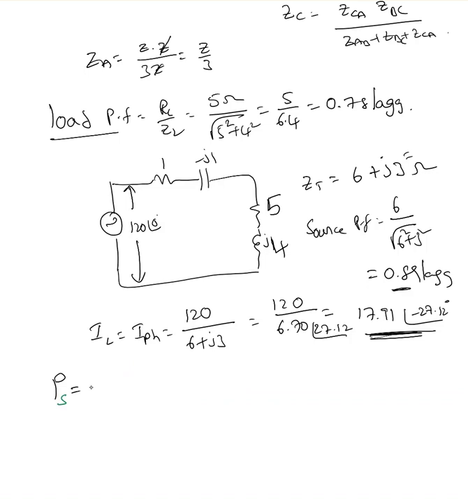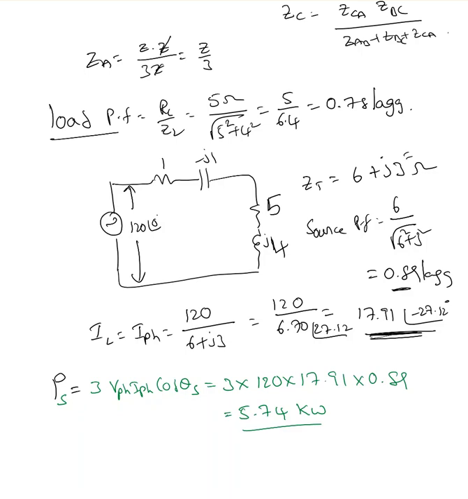So instead of PL, I'm going to find P source, because I know the source voltage: 3 times VPH IPH cos theta source. I know every value here: VPH is 120, IPH is 17.91, cos theta is 0.89. That value is 5.74 kilowatt. I converted into kilowatt.